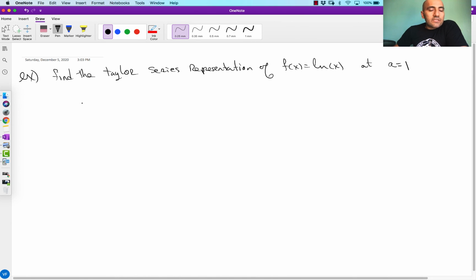If there's a Taylor series expansion for f of x, then we're going to say that ln of x is going to be equal to some infinite sum from 0 to infinity, and there's going to be derivatives, the nth derivative evaluated at a divided by n factorial times x minus a to the nth power, right? So here is what our Taylor series expansion is going to look like.